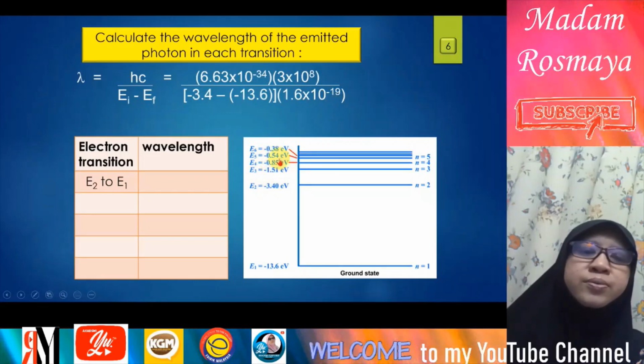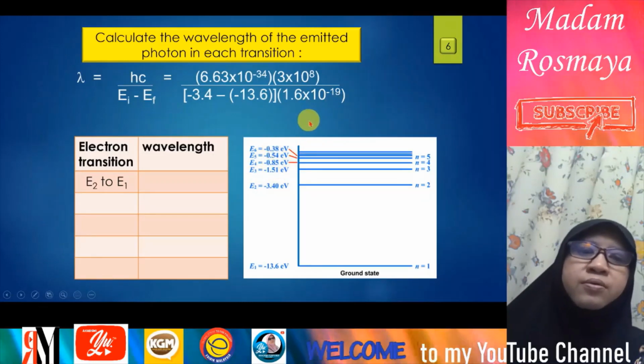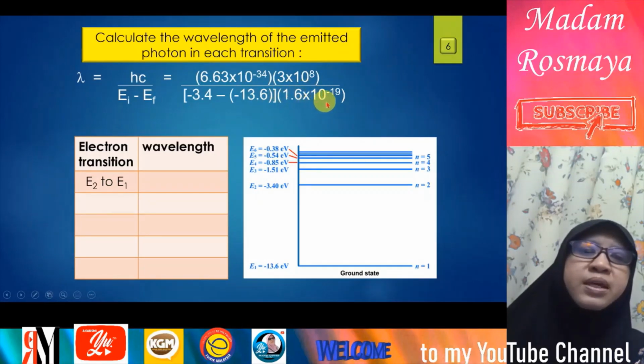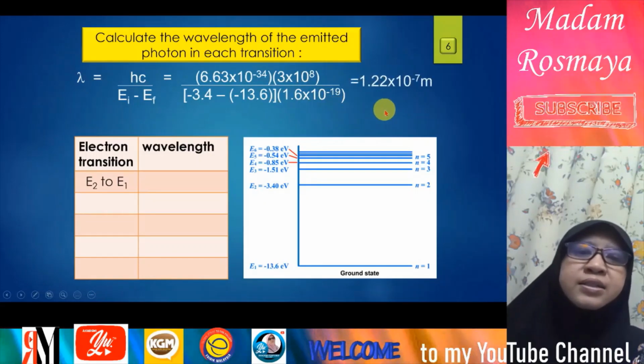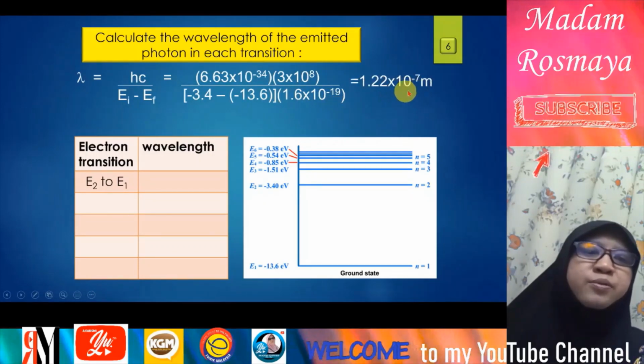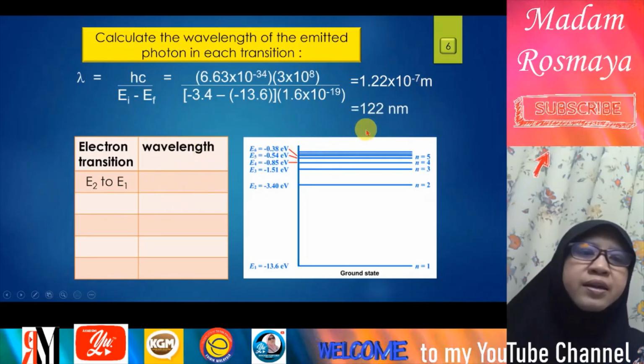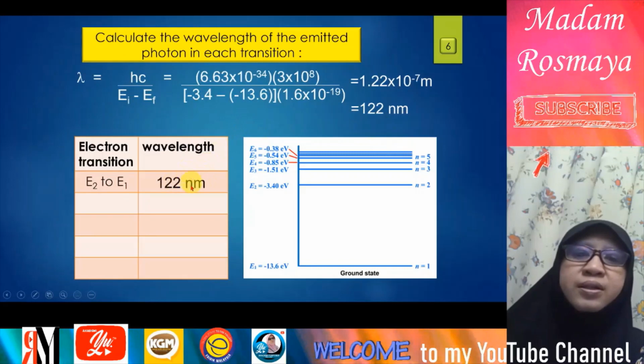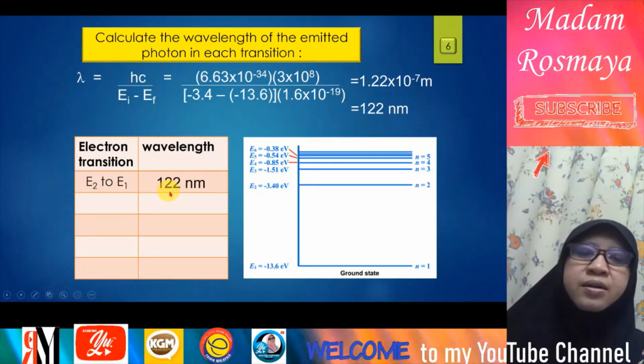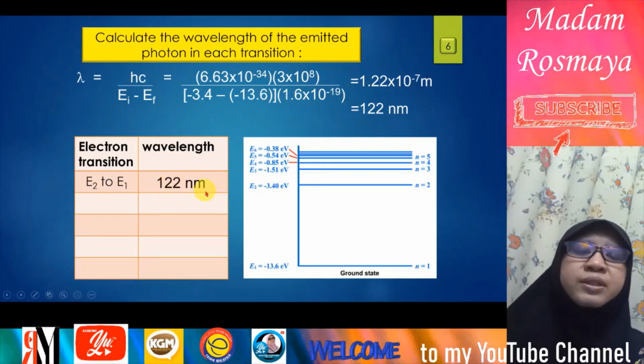So to convert to joule, we use this 1.6 times 10 to the power of negative 19. So the answer is 1.22 times 10 to the power of negative 7 meter. So this is the wavelength. We use the prefix nano to convert to nanometer. So we get the wavelength 122 nanometer, for E2 to E1.